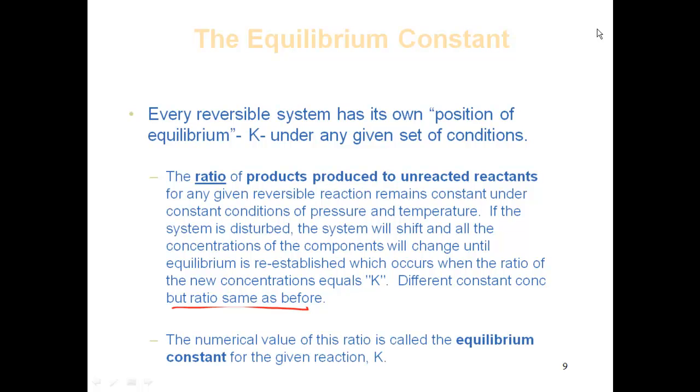The numeric value for this ratio is called the equilibrium constant, given the symbol K, and remember that it is temperature dependent. It's temperature dependent.